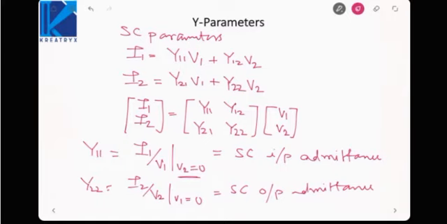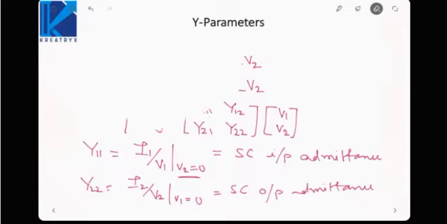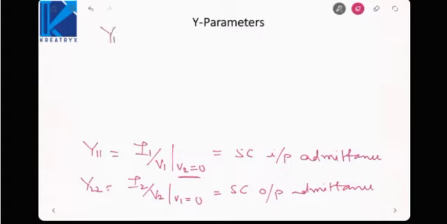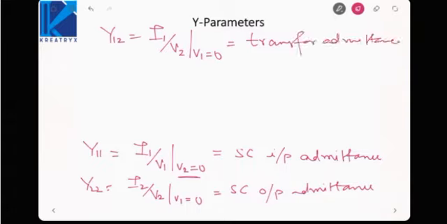But when you want to define the relationship between current at one port and voltage at the other port, then you will define the transfer admittance. That is, if I write down Y12, it will be I1 by V2 provided V1 equal to 0. This will be the short circuit transfer admittance at port 1. What about Y21?